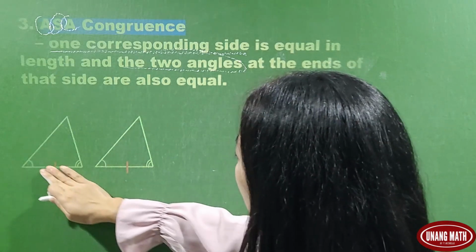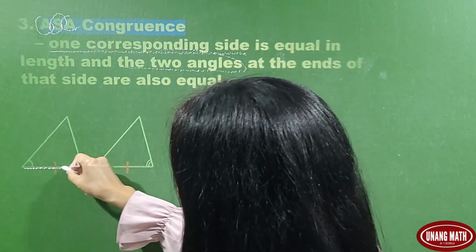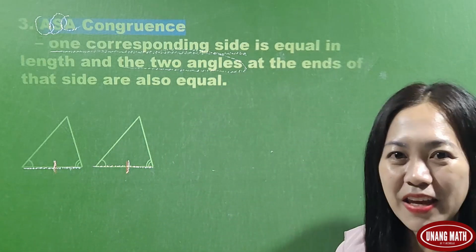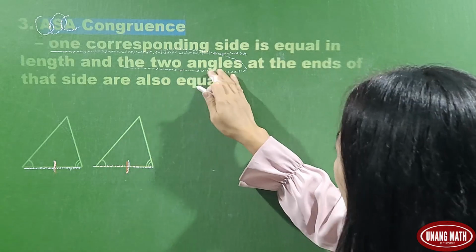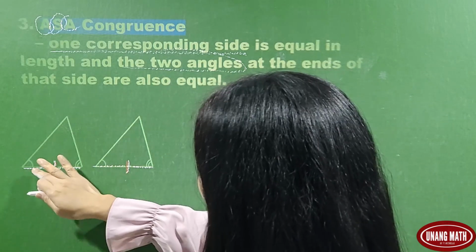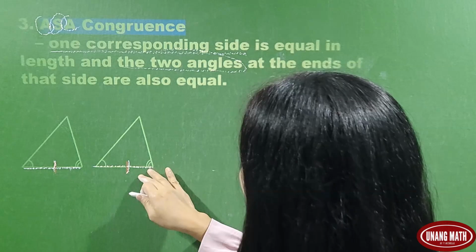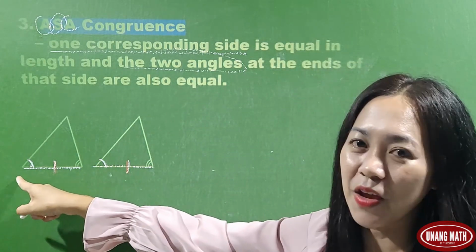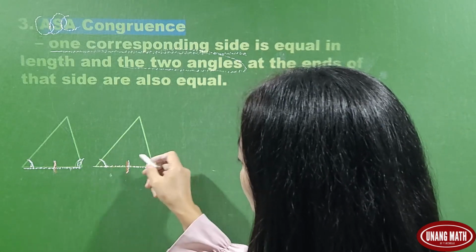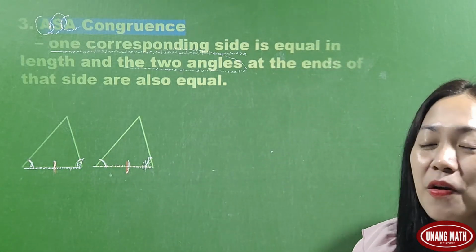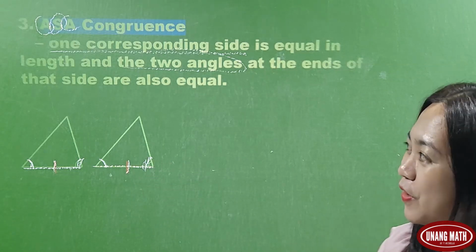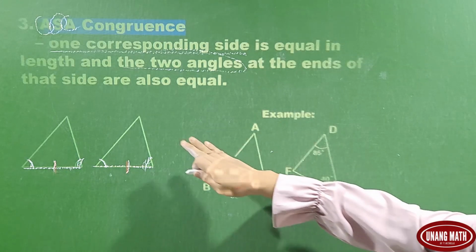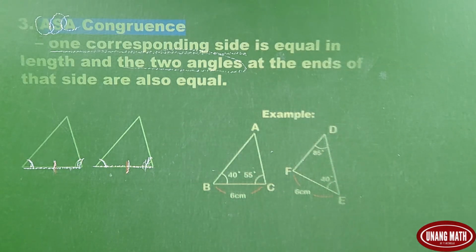Okay, if we're going to take a look at these triangles, this side of this triangle corresponds to this side, and these are equal. Okay, take a look at the two angles at the ends of this corresponding side. So we have this angle corresponds to this angle, equal in measure. This angle corresponds to this angle, also equal in measure. So these two triangles are congruent. Okay, for you to understand better, let's give an example.